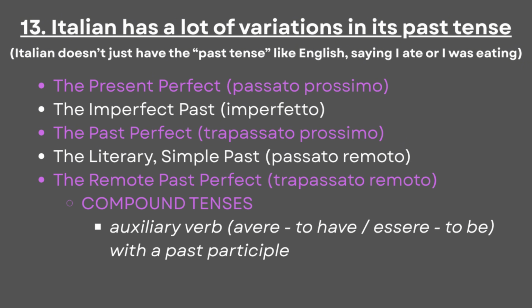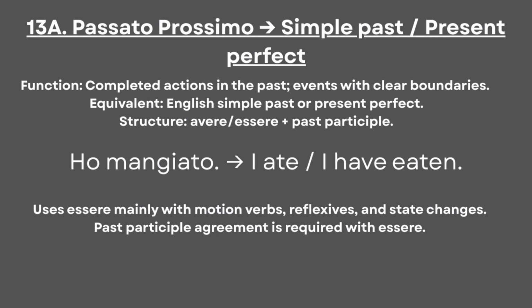In essence, Italian has several compound tenses which are formed by combining a conjugated auxiliary verb, avere, to have, or essere, to be, with a past participle. While such concepts need to be explained separately in future videos, I will just mention them here, so you know what to expect. The most common past form is the conversational present perfect, describing completed past actions and focusing on the result of an action.